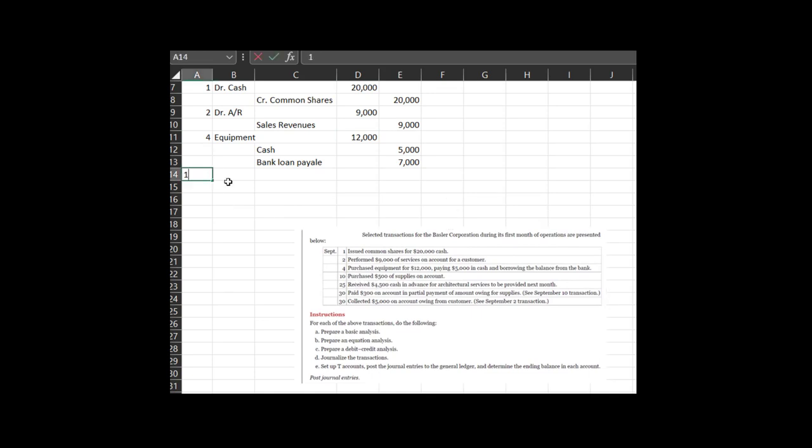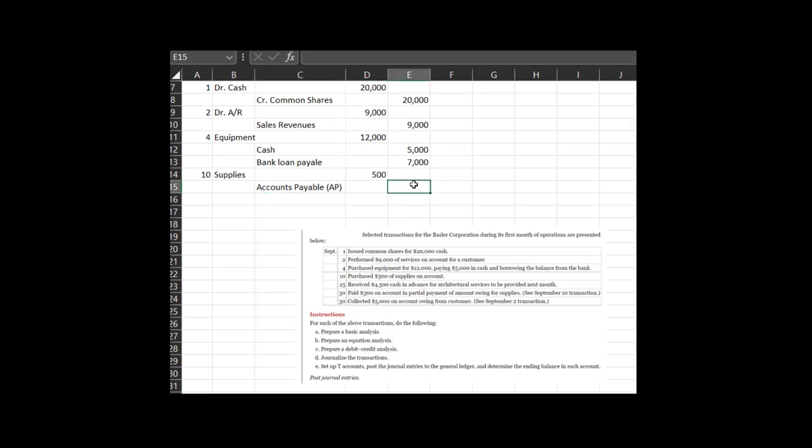Now on September 10th, what happened on September 10th? Well, on September 10th, we purchased $500 of supplies on account. So supplies were purchased. That means my assets increased by $500. And because I purchased it on account, that's going to be our accounts payable, which is otherwise known as AP. And that also increased by $500. Accounts payable is a liability. So to increase a liability's credit balance, we credit it. So we purchased supplies on account, increasing our assets and increasing our liabilities.